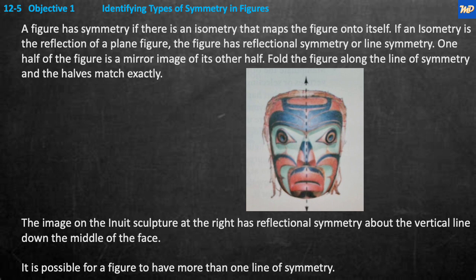There's a line down the middle, and if you folded it in half, it's the same. It's exactly the same piece. If it was truly flat, you could flip the other one over and it would be exactly the same. The image on the Inuit sculpture at the right has reflectional symmetry about the vertical line down the middle of the face. It is possible for a figure to have more than one line of symmetry, but this one has one line of symmetry. It splits that face in the middle, and each half is exactly the opposite, the flip side of the other.